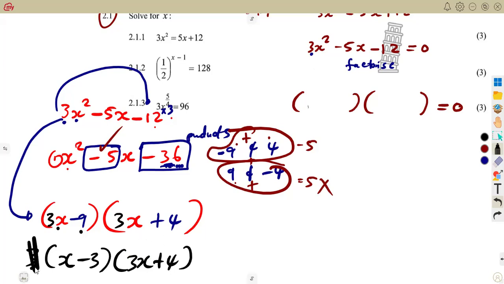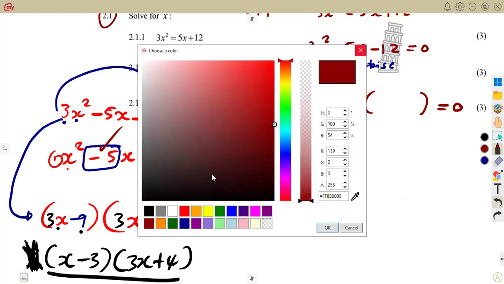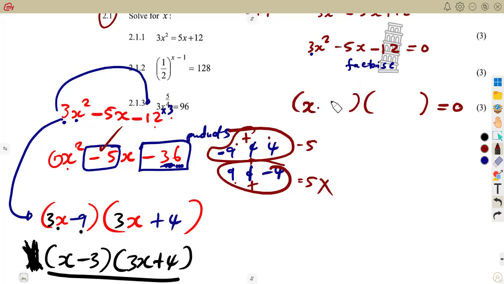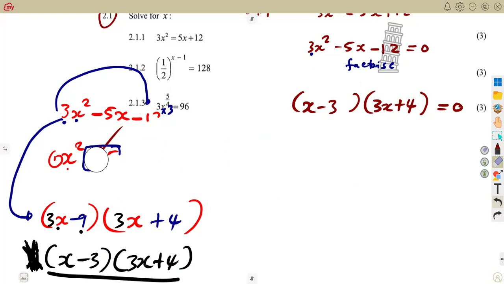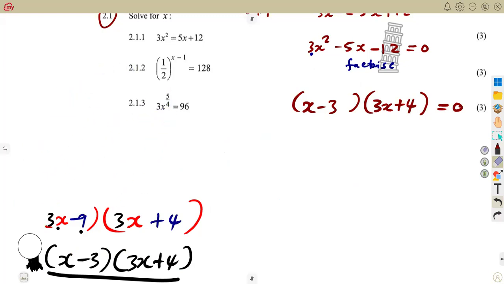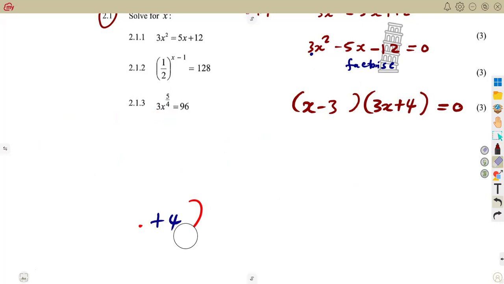The number that you factored out becomes useless. You do not use it. You just take the brackets. Those are your answers that you need here: x minus 3 and 3x plus 4. Those are the brackets that you wanted. So like I said, for these brackets, it's in your hands. Use whatever factorization method you understand and have learned, but you're supposed to have these two brackets.